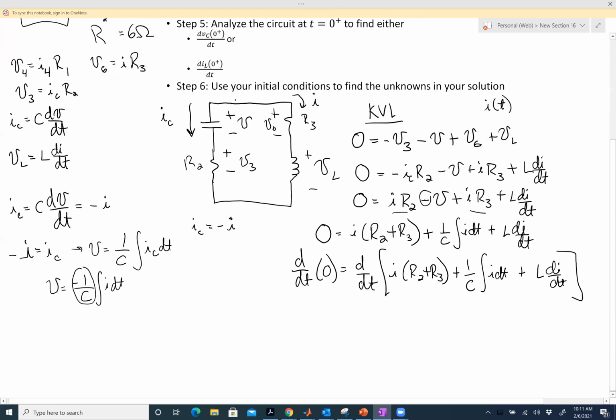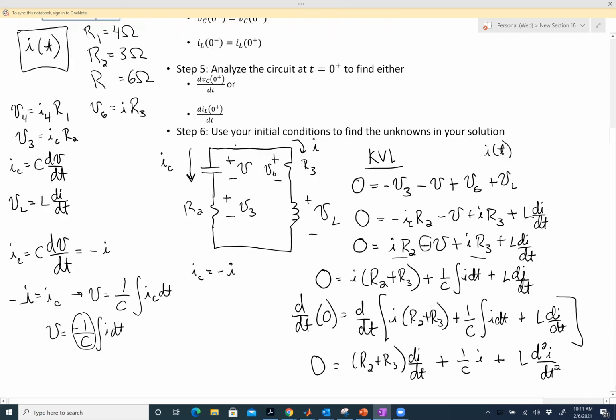So I take the derivative of each of those terms. The derivative of 0 is obviously 0. The only thing that's a function of time in I times (R2 plus R3) is I, so I get (R2 plus R3) as a coefficient times di/dt. Plus, I take the derivative of an integral, which just cancels, so I get 1 over C times I. Then I take the derivative of a first derivative, so that becomes a second derivative. So I get L d squared I/dt squared.